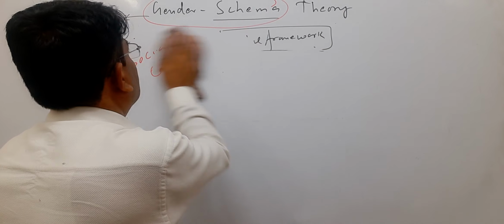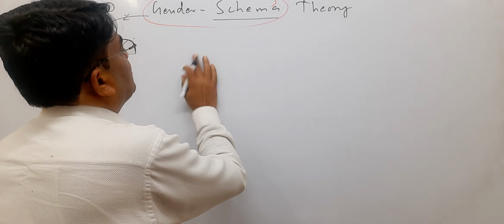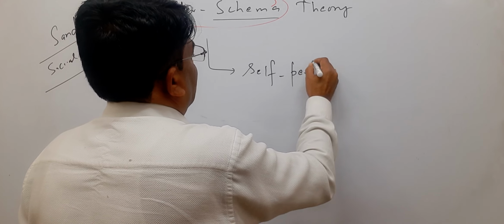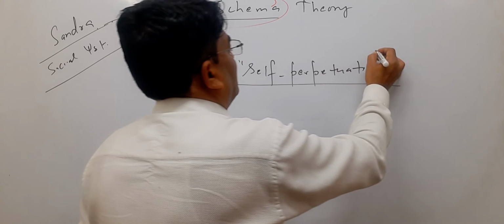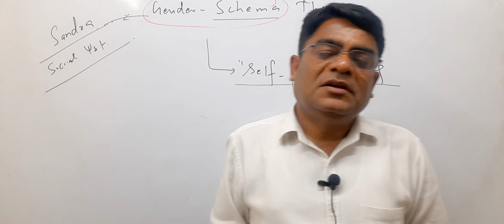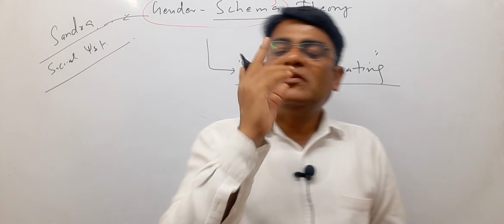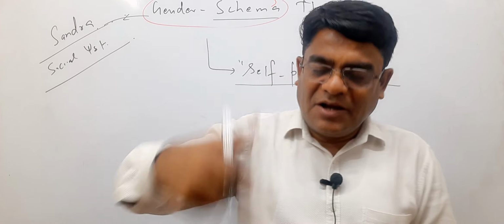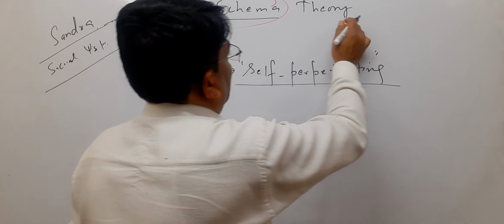And when we talk about a schema, the schema that we carry could be self-perpetuating. She has used this term, self-perpetuating. It means once you hold this schema, you may start focusing on those things that confirm your schema, and you may discount or ignore those things that do not confirm it. So it is self-perpetuating, it maintains itself. So gender schema is this.